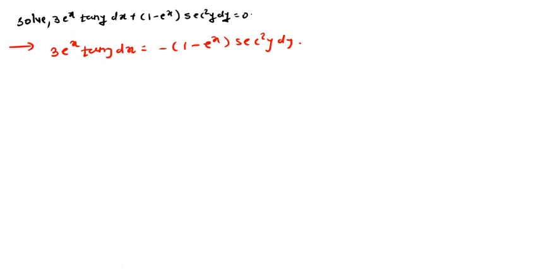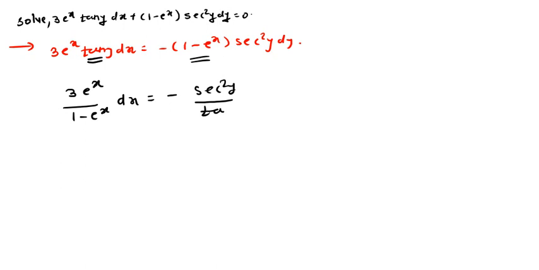So what is extra term here? Tan y. And what is extra term here? 1 minus e raised to x. So take to the one side. So this will be 3 e raised to x upon 1 minus e raised to x, okay, dx is equal to minus sec square y upon tan y dy. Okay, now again this is in variable separable form.